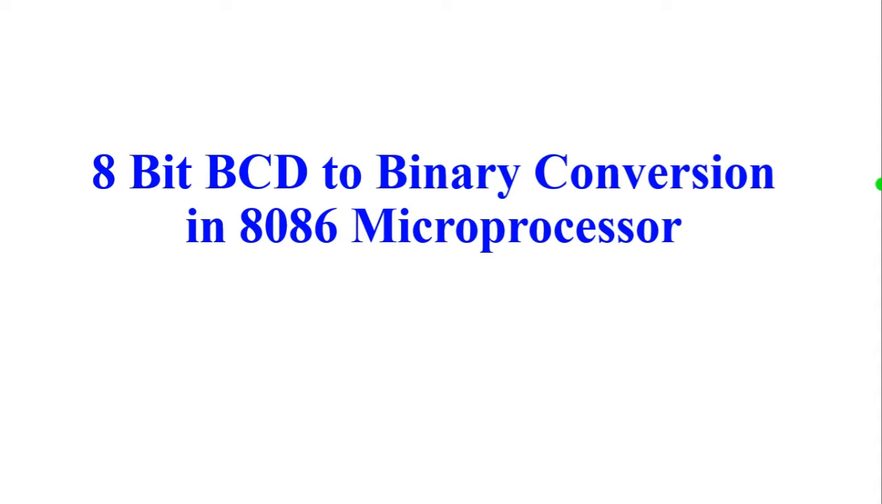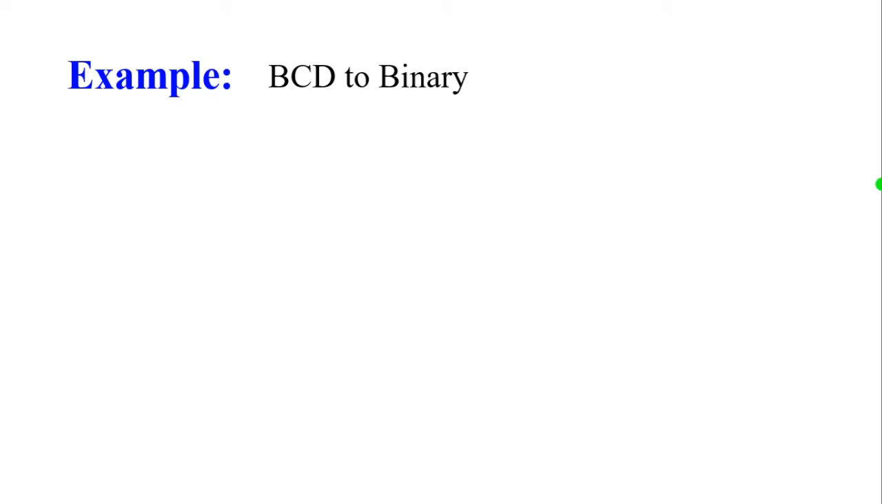Before explaining the program, I want to give a small example of converting BCD data into binary format. Here we are choosing 8-bit BCD data. In this example, our BCD data is 23. How is it going to be performed? There are two digits, one is 2, another one is 3. The 3 is the unit digit, and 2 is the tens digit.